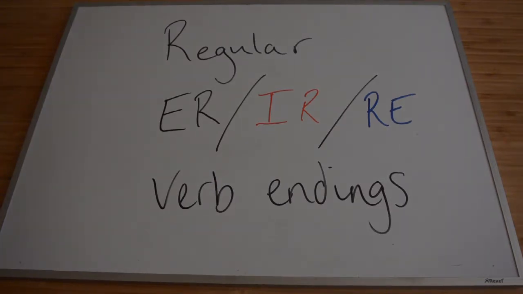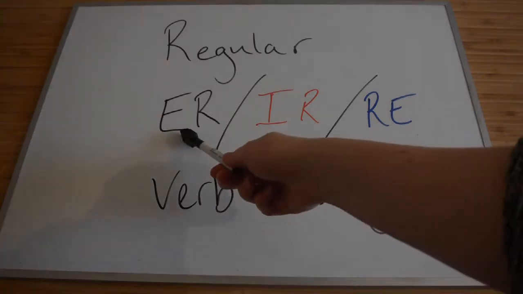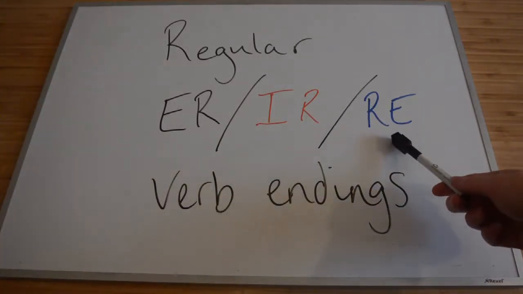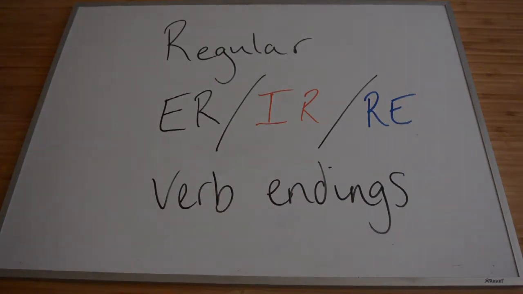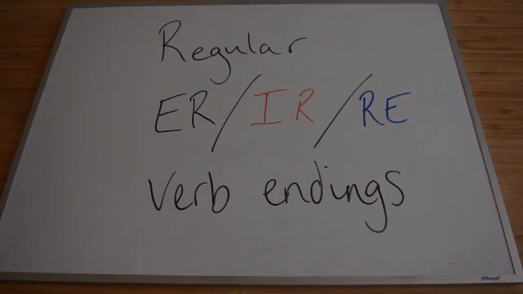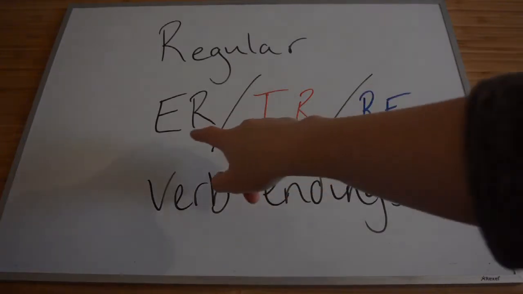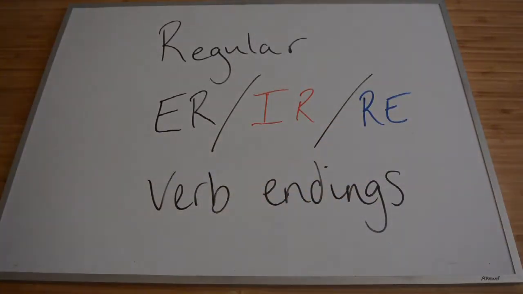In French, infinitives or verbs end in three different ways. They end in either ER, IR or RE. We're going to be looking at some examples from each of those categories, ER, IR and RE, to help you to know how to form these verb endings. Now, when I'm talking about verb endings, you have to change the ER, IR or RE to a different ending depending on who you're talking about.